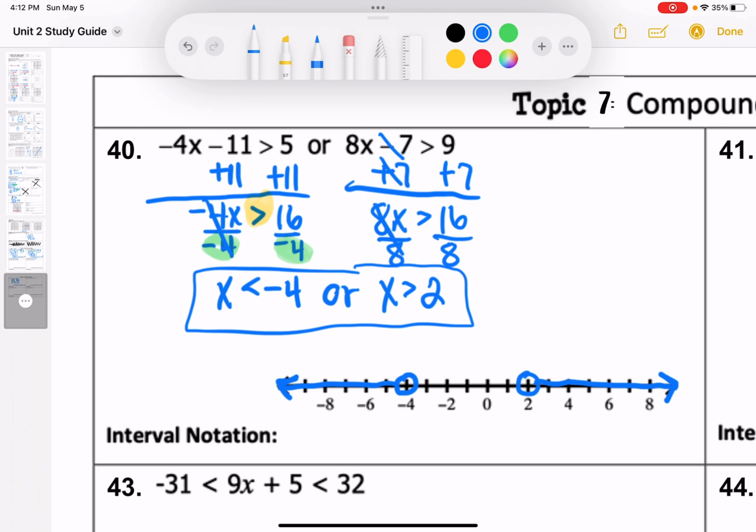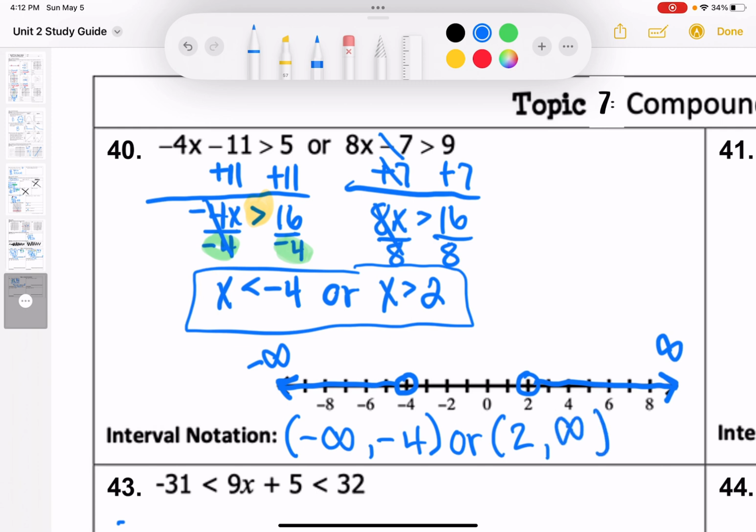If it's pointed to the left, that's negative infinity. If it's pointed to the right, that's positive infinity. And we always start our interval notation by writing the one that's pointing to negative infinity. So this is in parentheses, negative infinity, comma, -4 with a parentheses because it's an open circle. And then the second one, parentheses 2, because it's an open circle, comma, infinity with another parentheses.